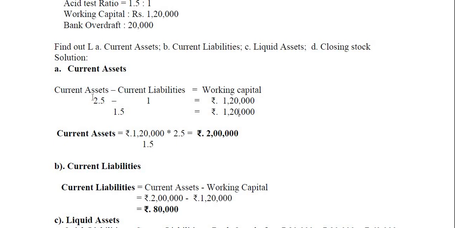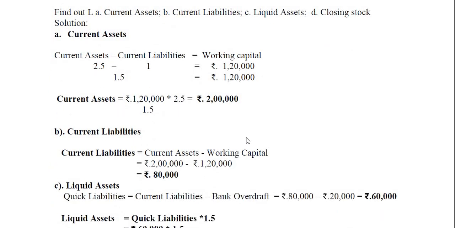Then what is current assets? So 1,20,000 into 2.5 divided by 1.5. 1.5 is equal to 1,20,000. What is 2.5? So you will get 2 lakh. So 2 lakh are current assets.